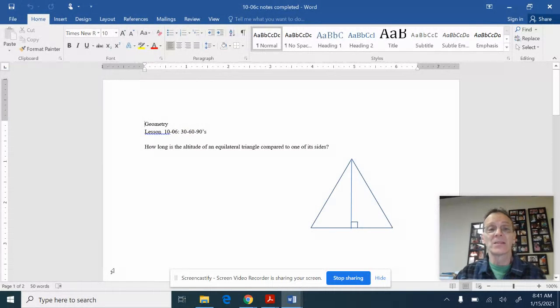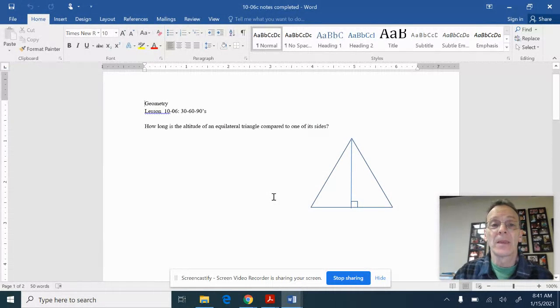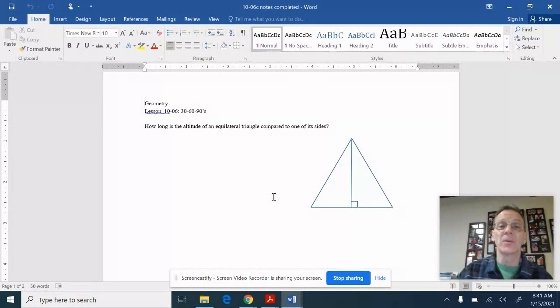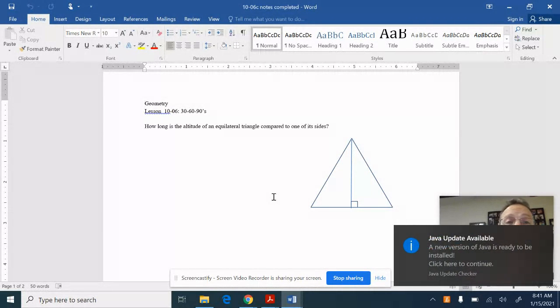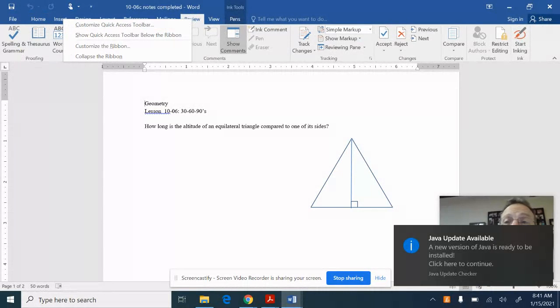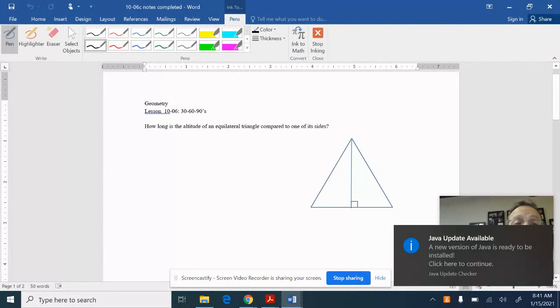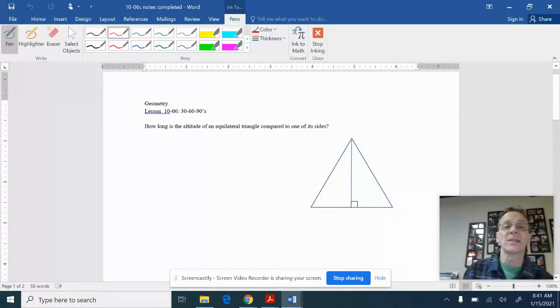So let's go to the lesson for today. These are the notes for today, which maybe you've printed out, maybe you haven't, but there will be a completed version posted for you anyway. Now, in these notes, the question is posed this way: how long is the altitude of an equilateral triangle compared to one of its sides? I don't know that we talked about this word altitude very much in the first semester. We would have if we had been in the classroom.